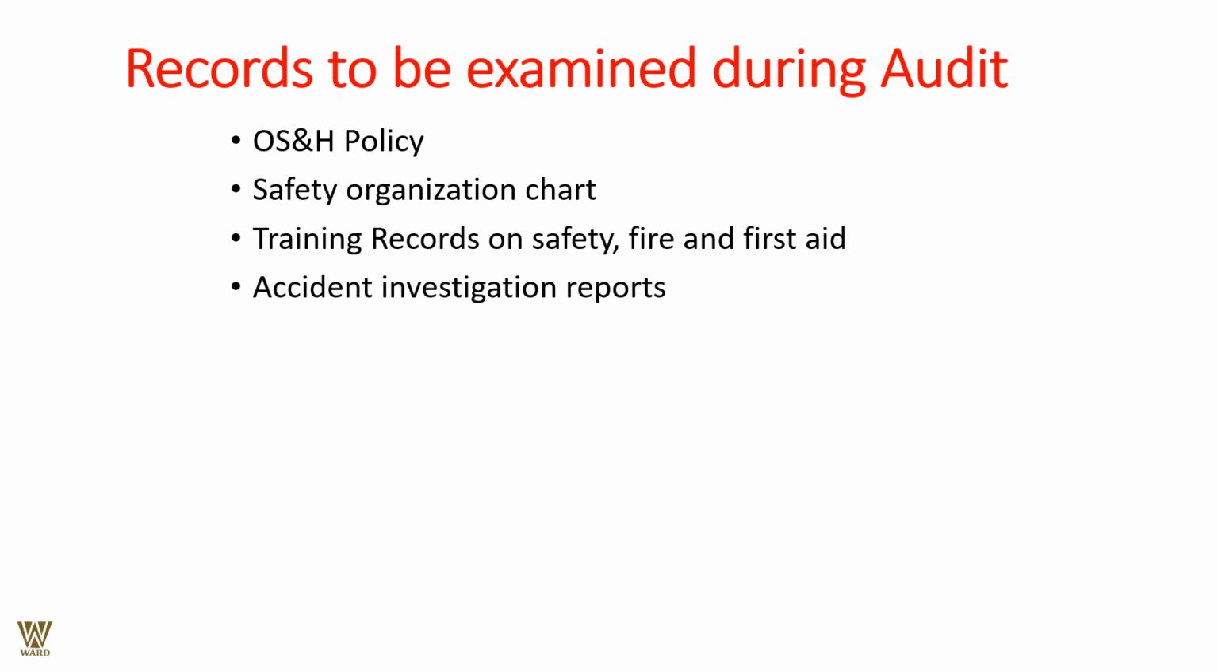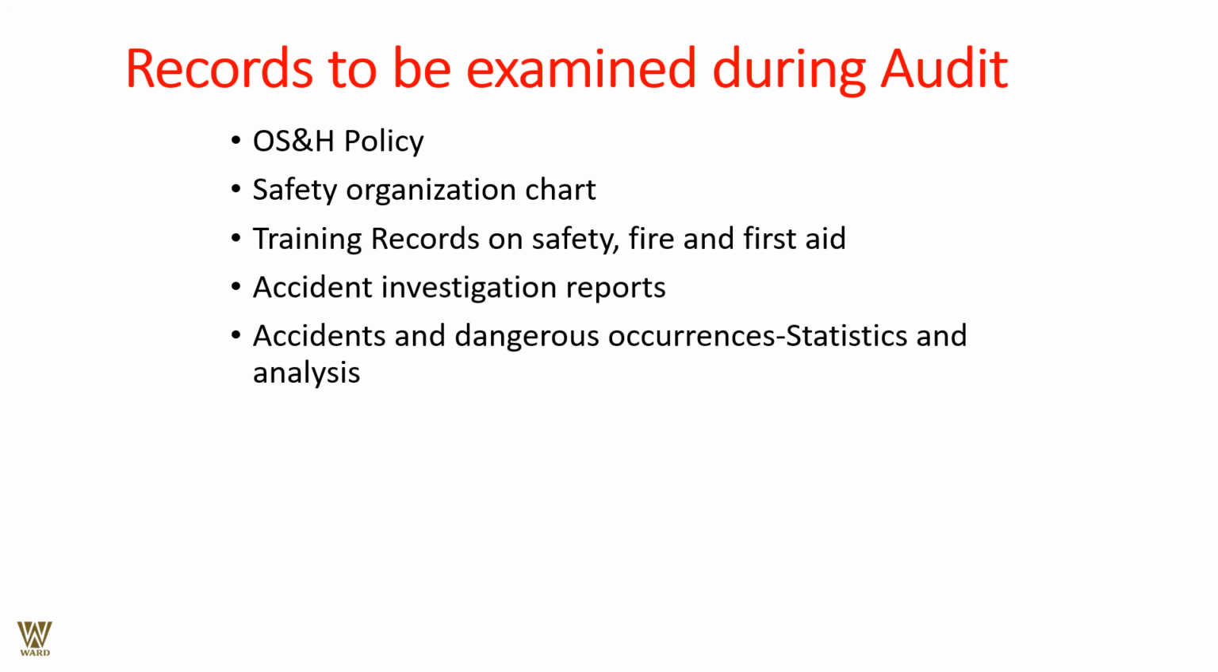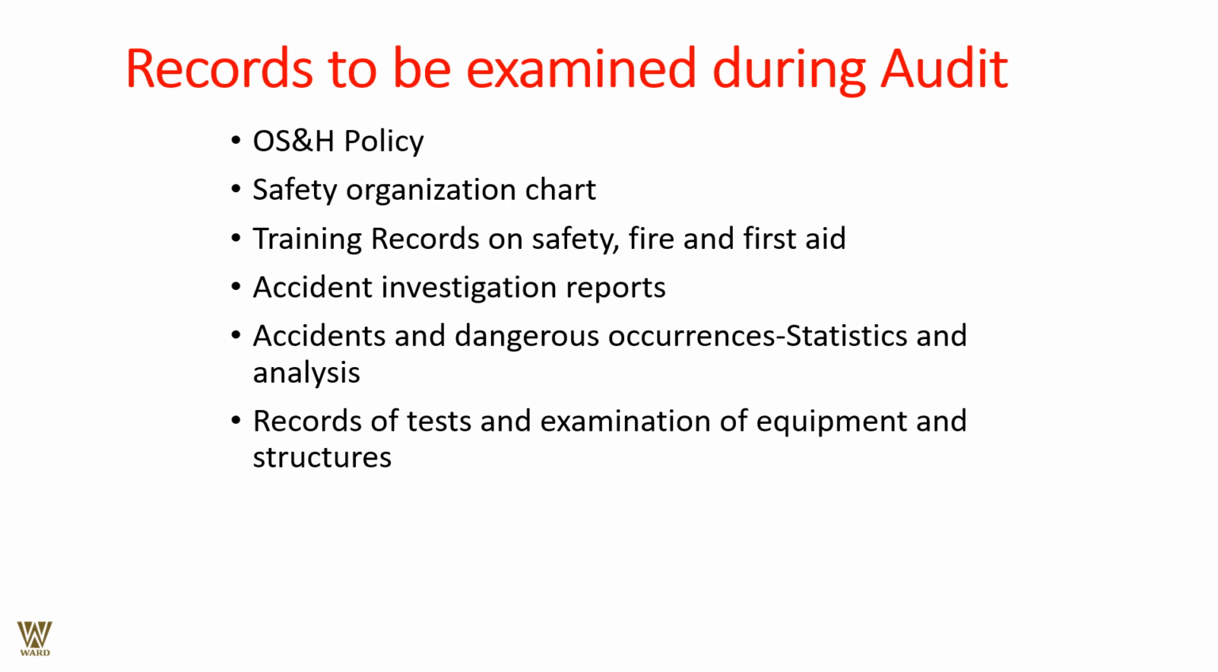So the training needs to be there on the records, on the safety, on the fire and the first aid, as and when required. AIR is accident investigation reports. Can we go ahead with it and document everything that has happened in case of an accident? If we are not able to prevent it, let us document it so that we learn from what has happened, what needs to be done, what needs to be avoided, and similar accidents should be avoided in future. Accident and dangerous occurrence statistical analysis, as the case might be.